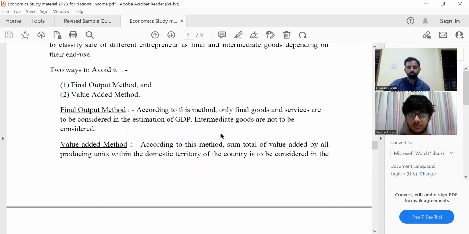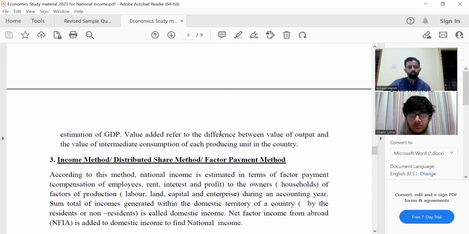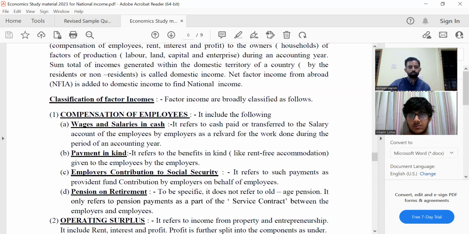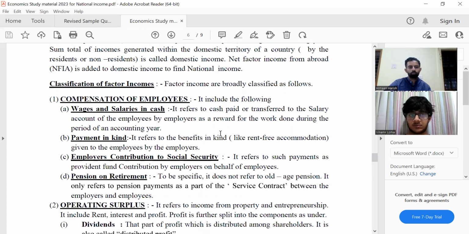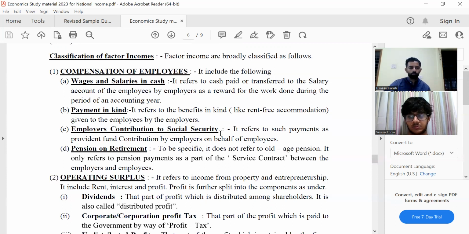This gives a very definite and clear explanation of all three methods of calculating national income. There is a definition of operating surplus here as well. It refers to income from property and entrepreneurship. It includes rent, interest, and profit. Profit is further split into components, such as dividends, which is the part of profit distributed among shareholders. It's also called distributed profit.